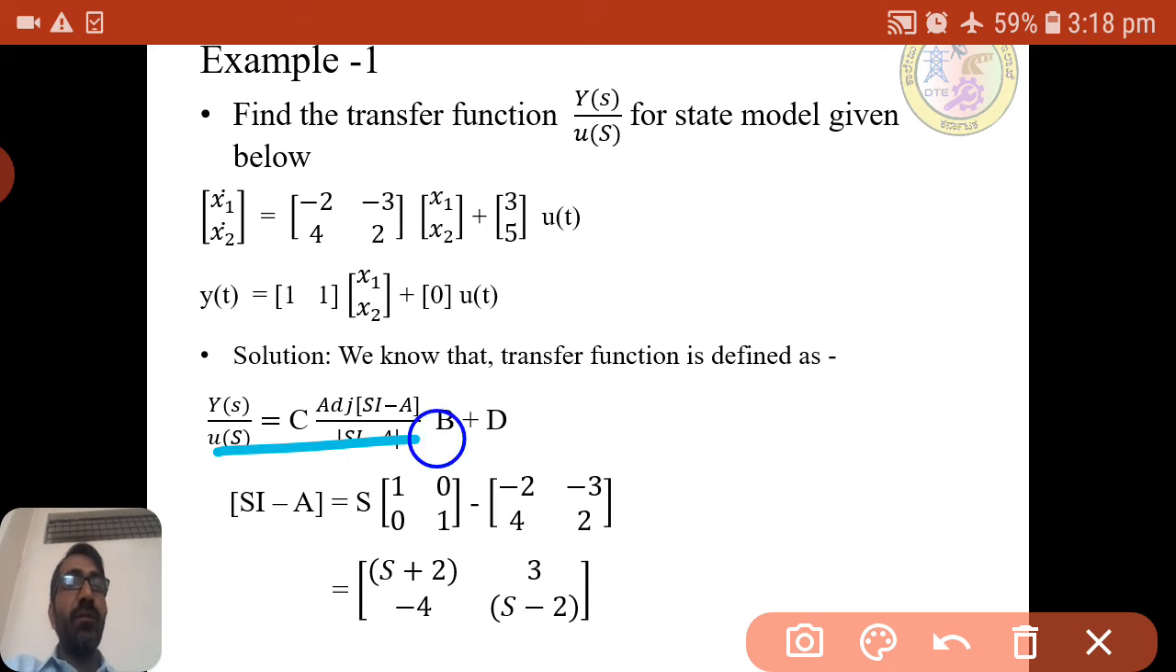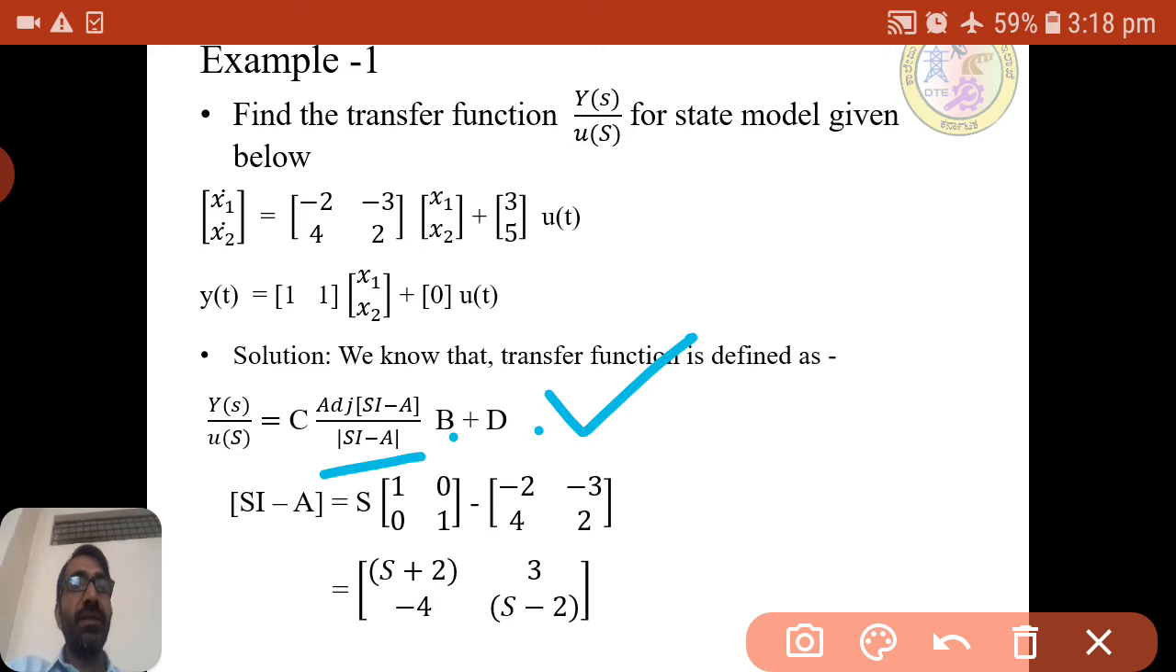We know that the transfer function Y of s divided by U of s is equal to C into adjoint of (sI minus A) divided by determinant of (sI minus A), into B plus D. So first we need to calculate sI minus A, where I is the identity matrix, as it is a 2 by 2 matrix.